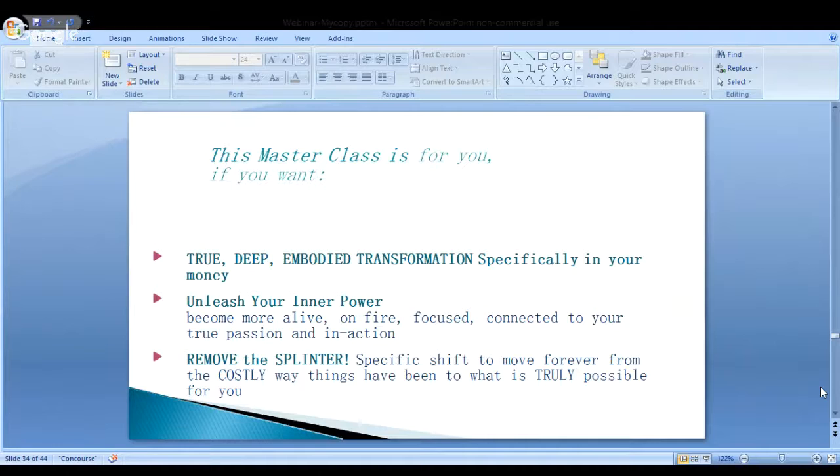Money is just the outer manifestation of so many other issues. When you start working on money, everything else seems to start falling into place as well. You can unleash your inner power, become more alive, on fire, focused, connected to your true passion and in action.